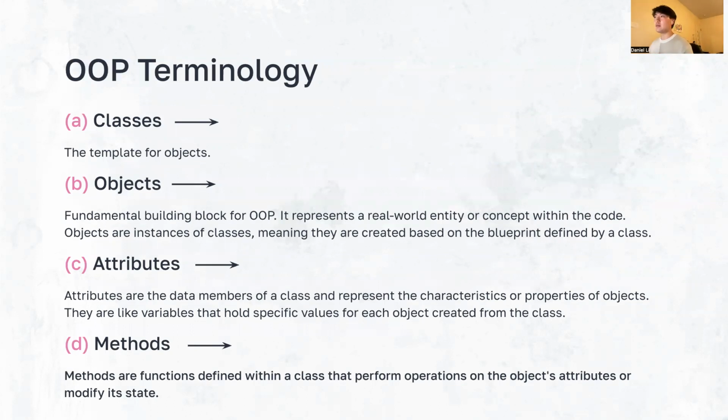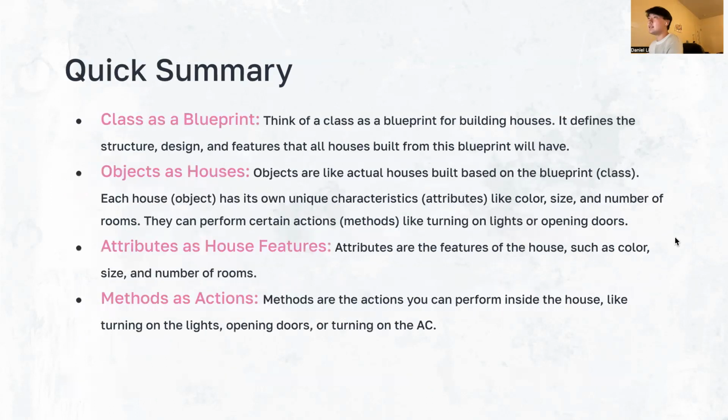So classes are the template for objects in OOP, and objects are the fundamental building block of OOP. They represent the real-world entity or concept within code. And attributes are the various characteristics and properties of objects. And finally, methods are functions defined within the class that can perform operations on the object's attributes or modify its state. A real world analogy that might make all these concepts more clear: you can think of a class as a blueprint for a house. Then objects are the literal houses themselves, attributes are the house features like color, size, number of rooms, and methods are actions you can perform inside the house, such as flipping on the light switch or opening doors.